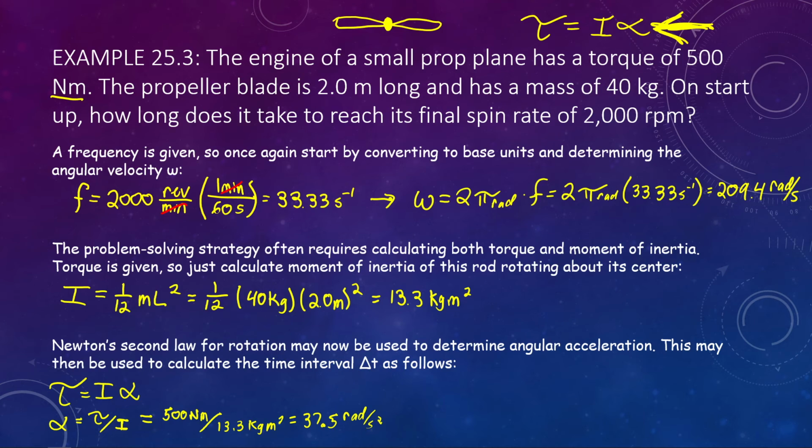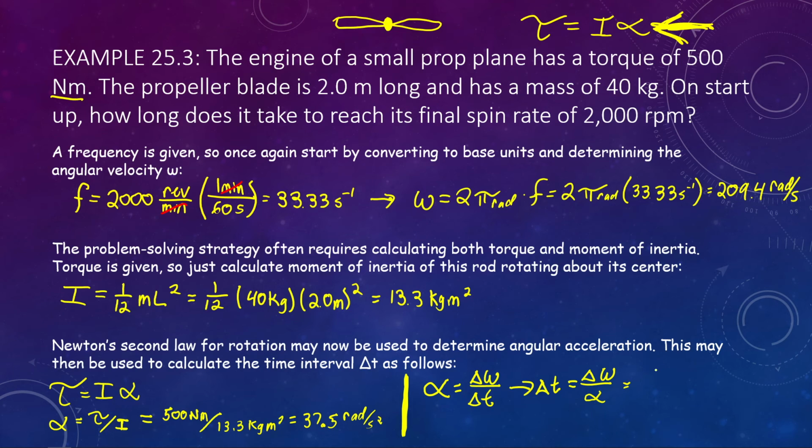So we have an angular acceleration, but that's not what the problem asks for. It's asking for a time. So this allows us now to actually figure out that time, because we have a definition of angular acceleration. By definition, angular acceleration is a change in angular speed over a change in time. So we can solve for that change in time, delta t, by taking delta omega over alpha, your change in angular speed over your angular acceleration.